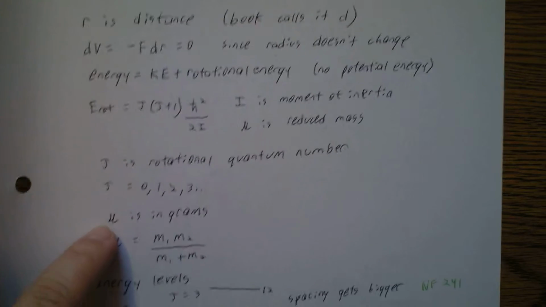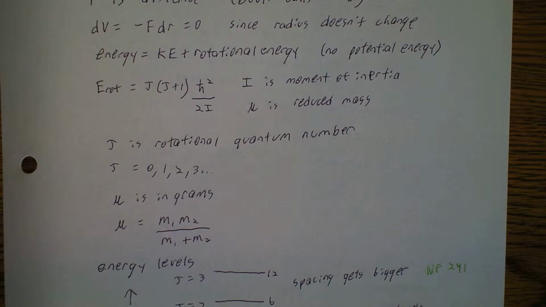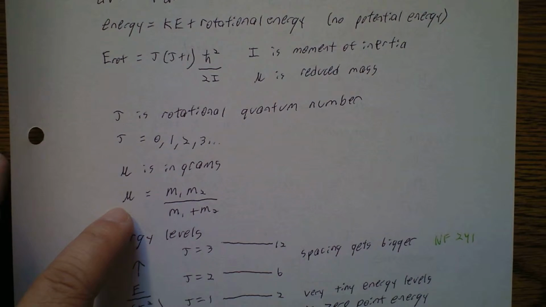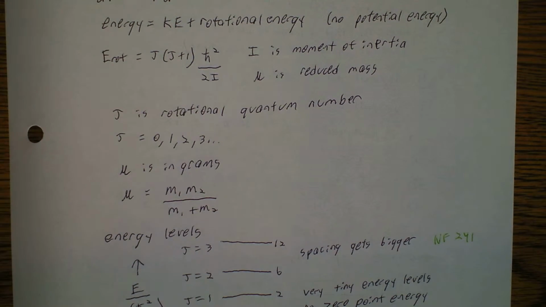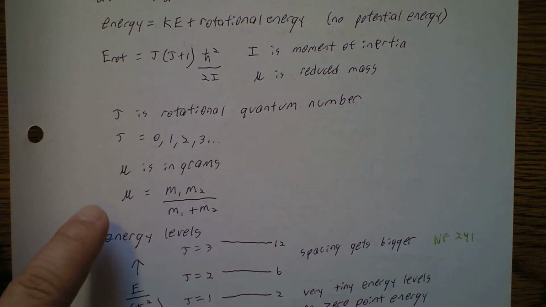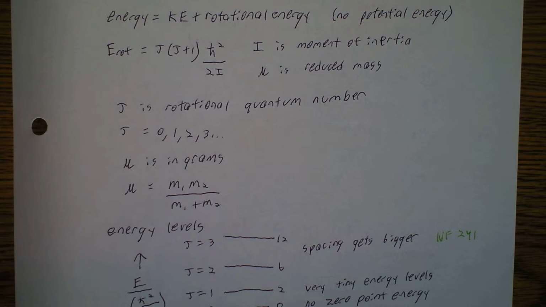So it may seem strange, but we're going to be doing mu in grams. So when you have the two masses, the reduced mass is mass 1 times mass 2 divided by mass 1 plus mass 2.